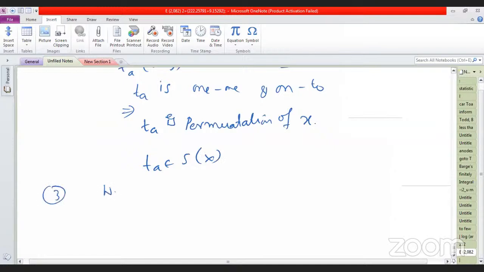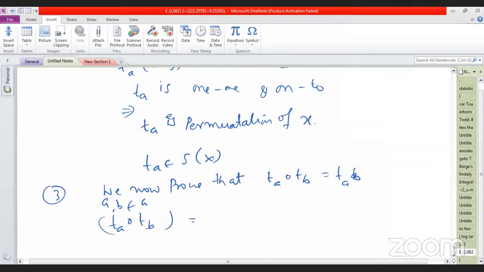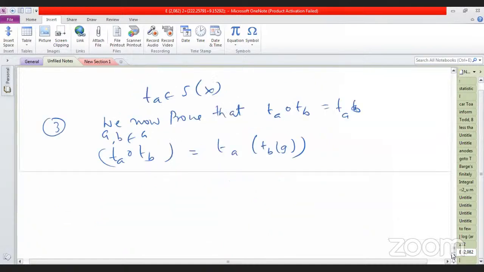Third condition, we now prove that. All of you understanding? Yes, sir. T circle a of b is equal to T of ab. For any a, b belongs to G, we have T_a circle T_b. We can write this one. Very good. Therefore, here T of a, we will remove the T. We can write bg here. We can write abg also. Am I correct?